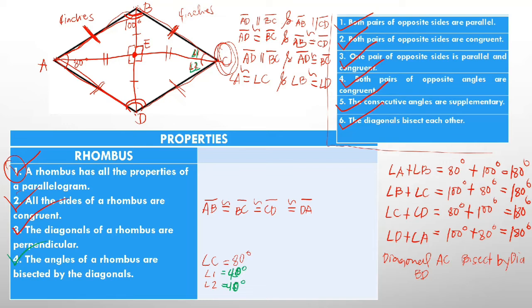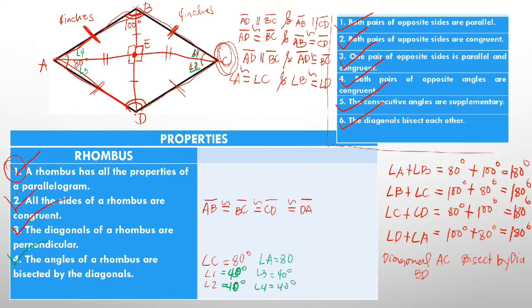Okay? Next is, let's have the other angles. Kung angle C is 80 degrees and angle 1 and 2 are 40 degrees, then the opposite angle niya, angle A, is also 80 degrees, and it is angle 3 and angle 4. So, yung angle 3 natin is equal to 40 degrees as well, and angle 4 is equal to 40 degrees. Same measurement kay angle 1 and angle 2.